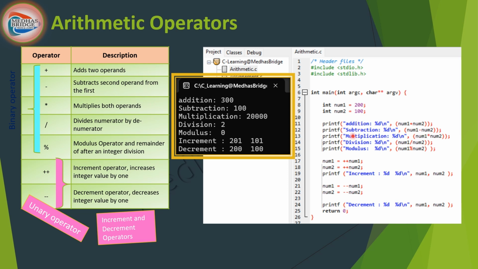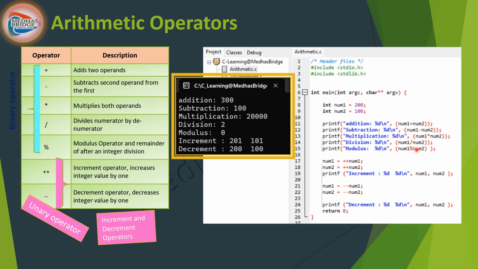Now I'm trying to do all the arithmetic operations. In the first statement I'm adding them, num1 plus num2. The return is the sum, 200 plus 100, which is 300. So the output shows the addition operation gives 300. Subtract num1 minus num2: 200 minus 100 remains 100. That's the result. Multiplication means 200 multiplied by 100. The two operands are multiplied together to produce the output. That's the math operation.